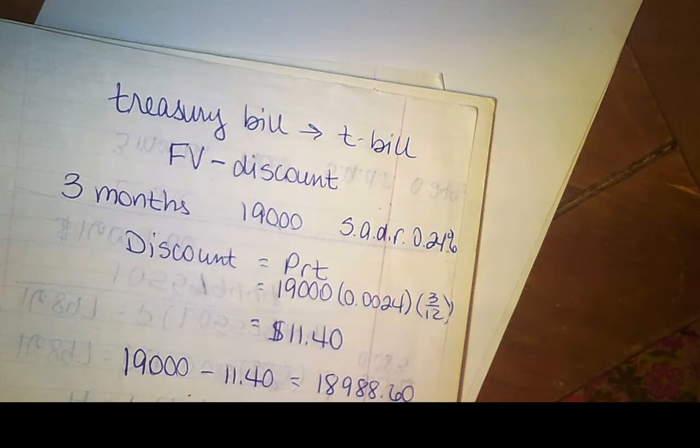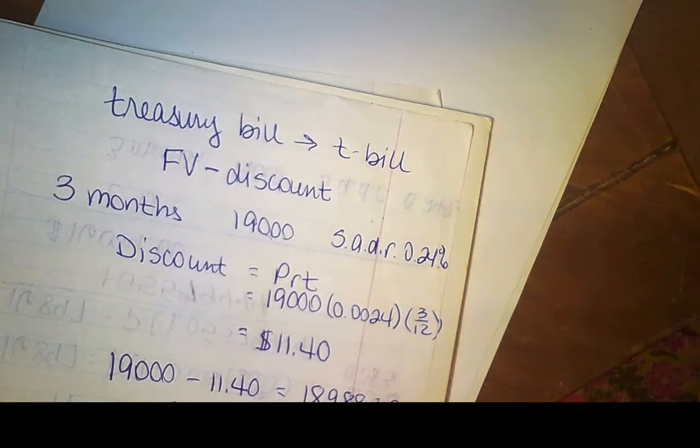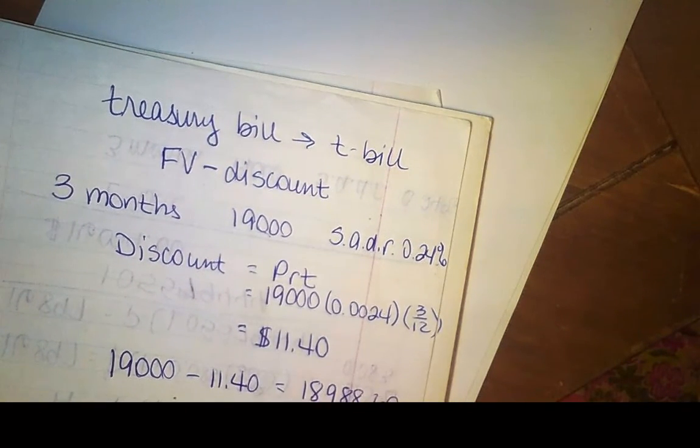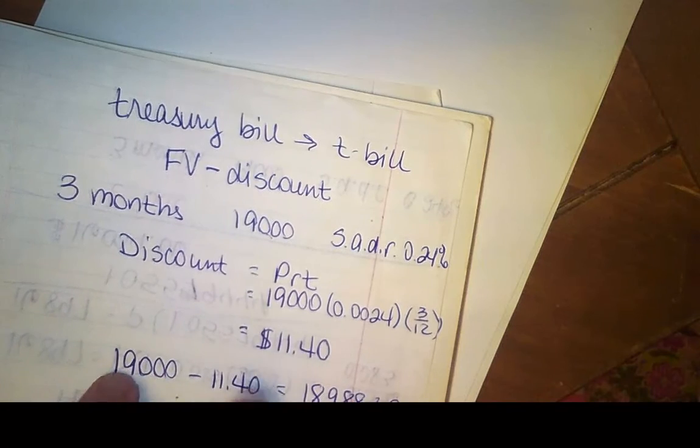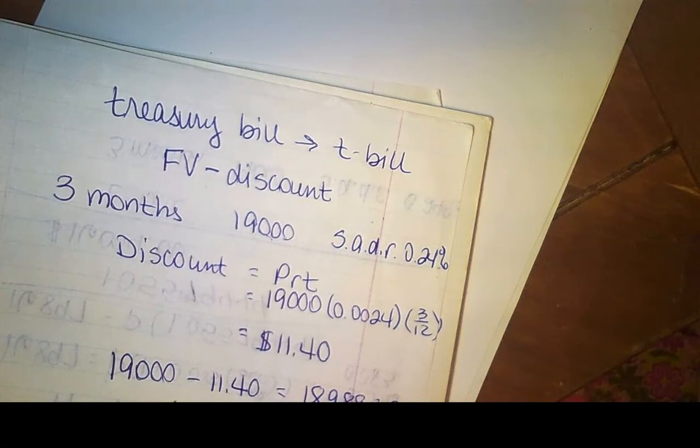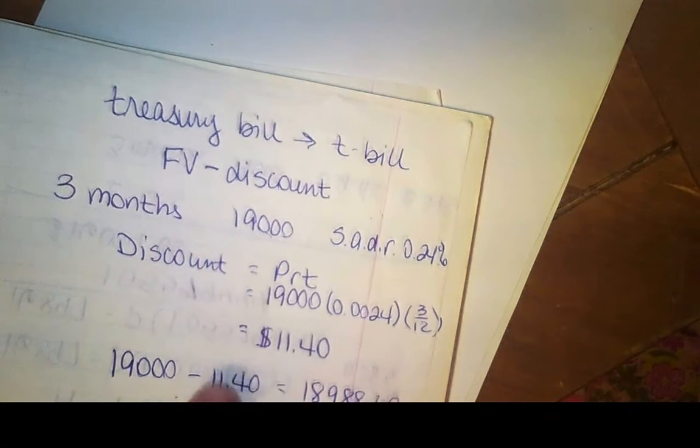Now, for the next part, I need to find what the actual interest rate was. So for part 2, let's summarize what this was. We know that a T-bill is sold to a government, and so I've got to pay it back at maturity. It's sold to me at $18,988.60, but I've got to pay back $19,000. So the actual price was this plus the interest.